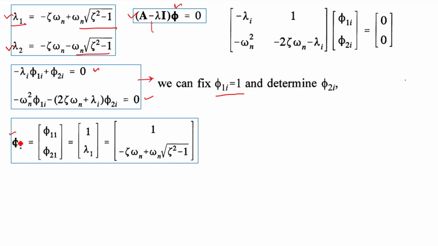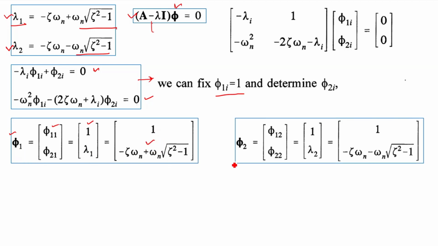That means the eigenvector corresponding to the first eigenvalue will become phi 1 1, we assumed 1, right? Therefore your phi 2 1 will become lambda 1. So just substituting the value of lambda 1, we'll find phi 1. Similarly, we'll find phi 2 by assuming phi 1 2 as 1. By assuming this value for phi 1 2, we can find phi 2 2 as lambda 2, right?